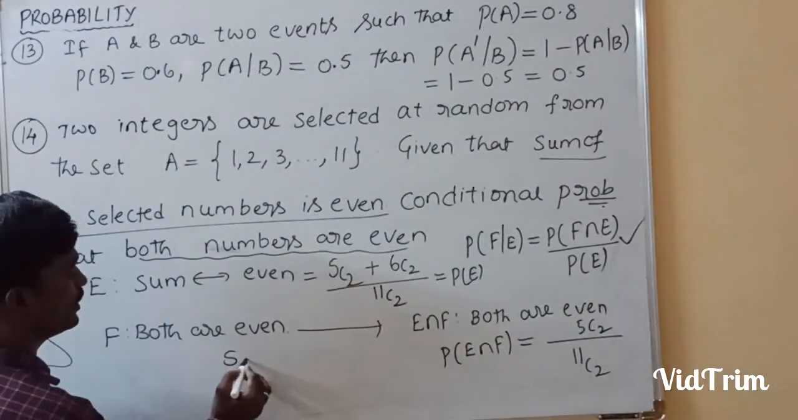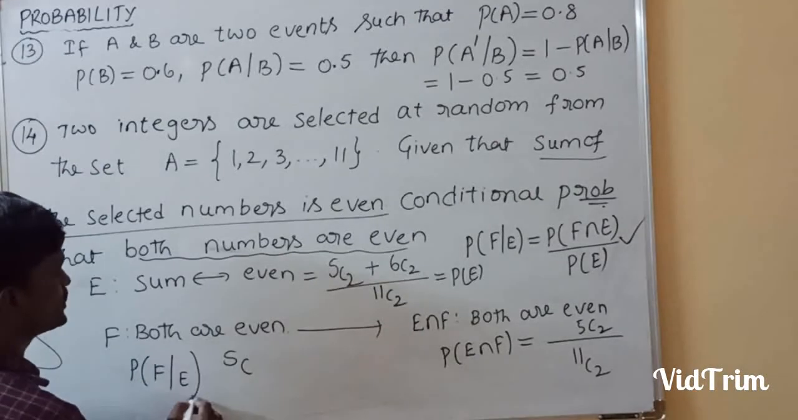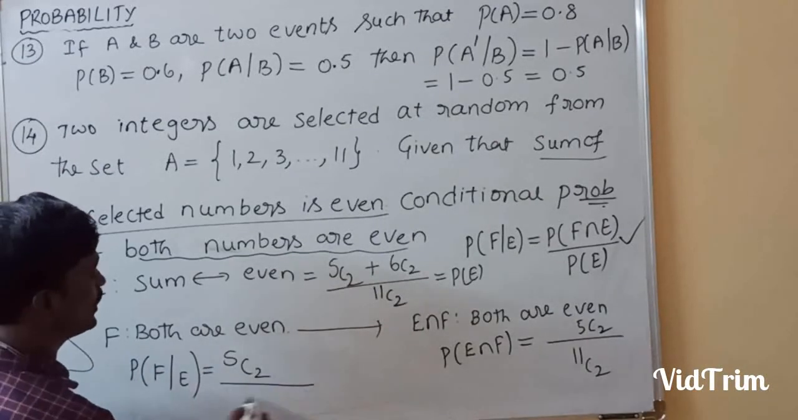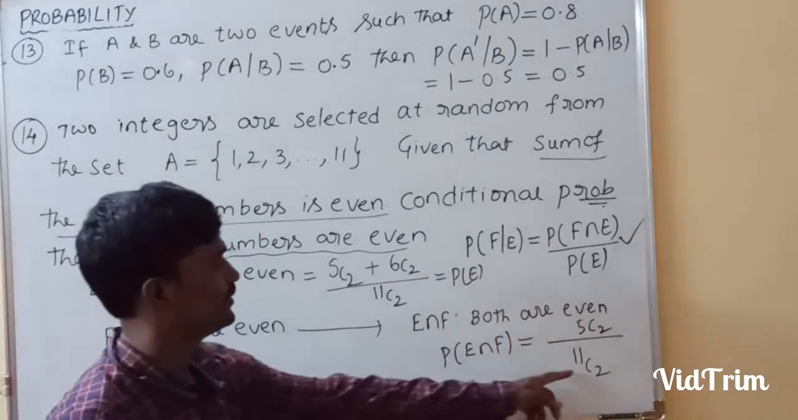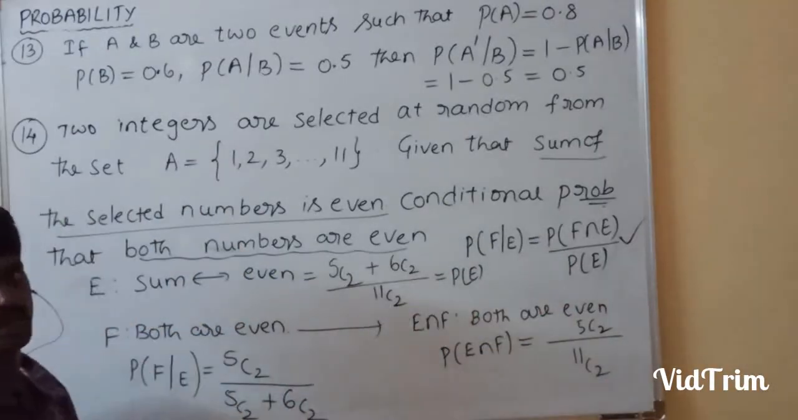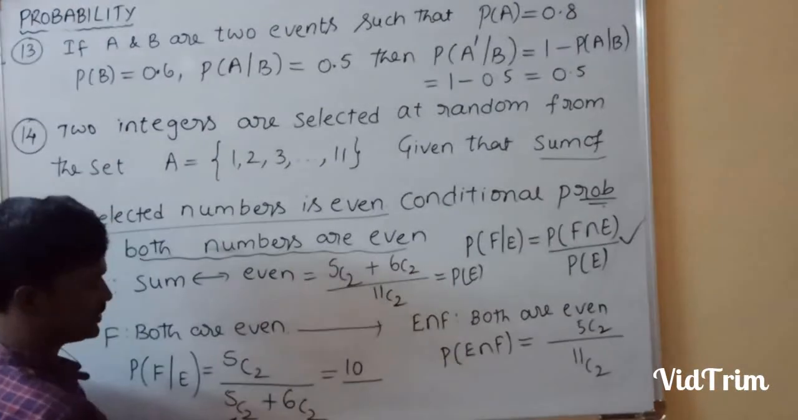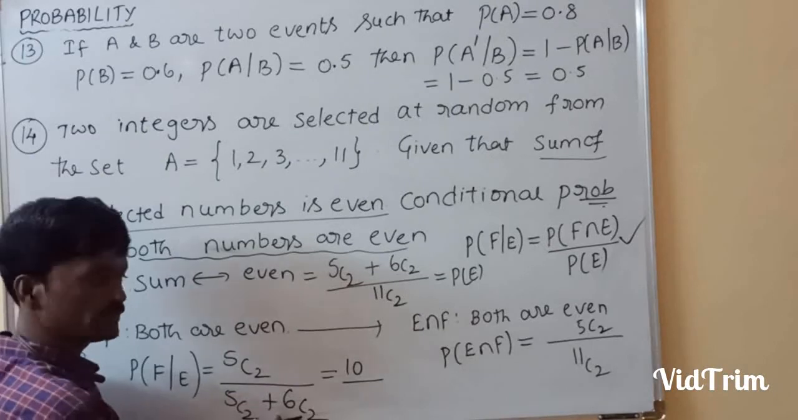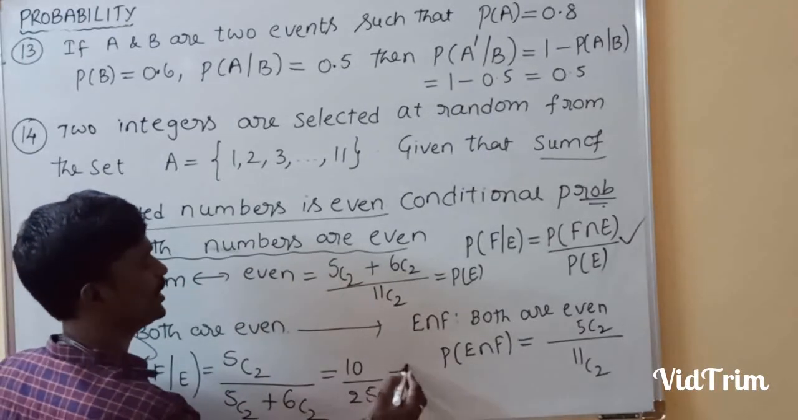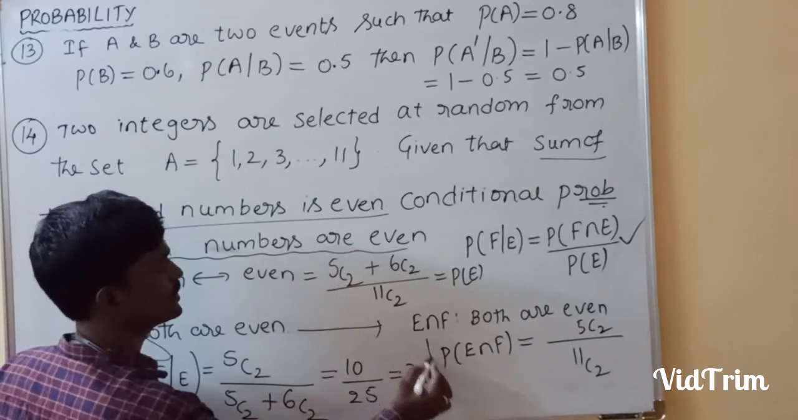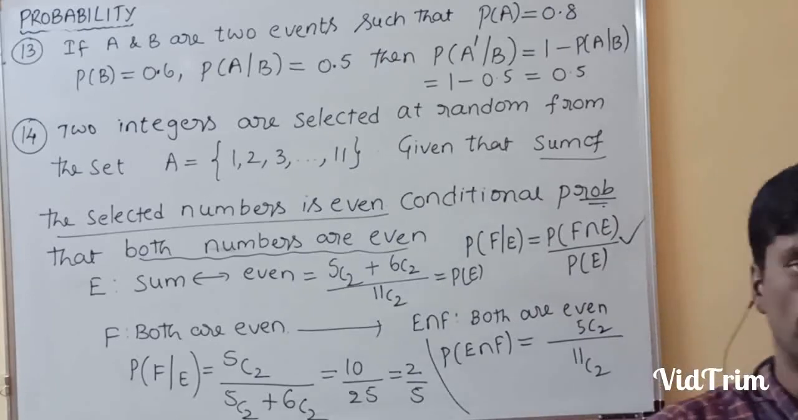I am writing directly. P of F by E is equal to 5C2 by 5C2 plus 6C2, because this 11C2 gets cancelled. So 5C2 value is 10, and 5C2 value is 10, 6C2 value is 15, 10 plus 15 is 25. So 10 by 25, and thus the answer is 2 upon 5 or 0.4.